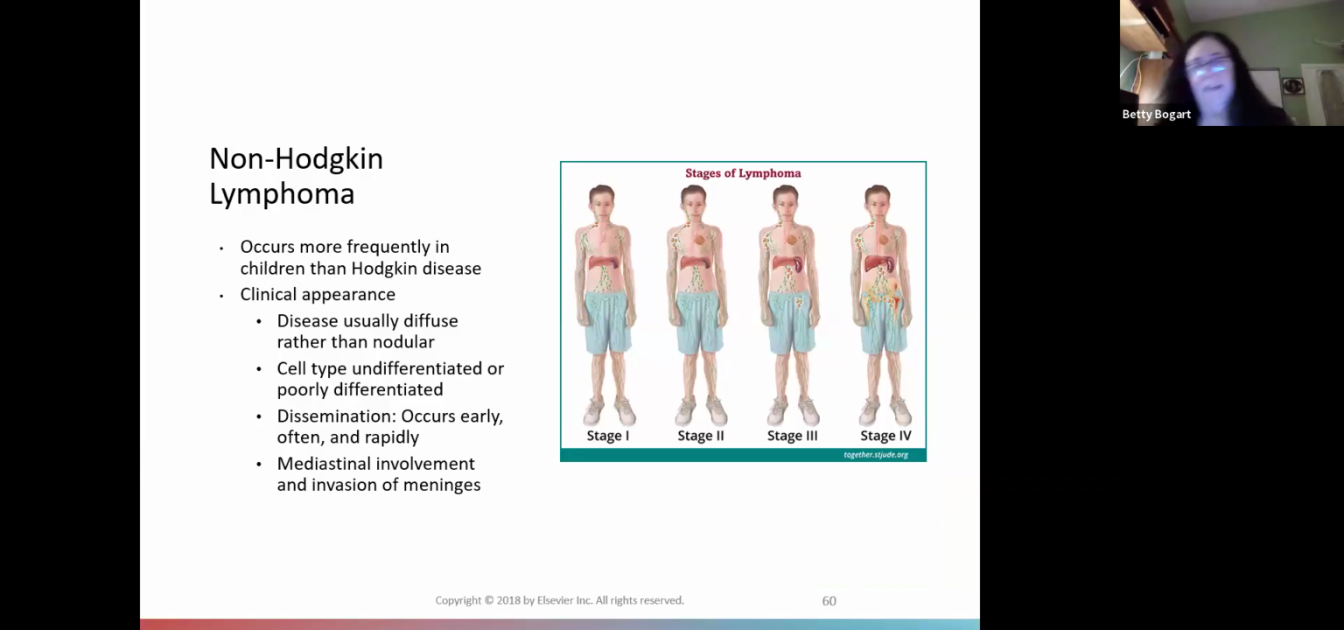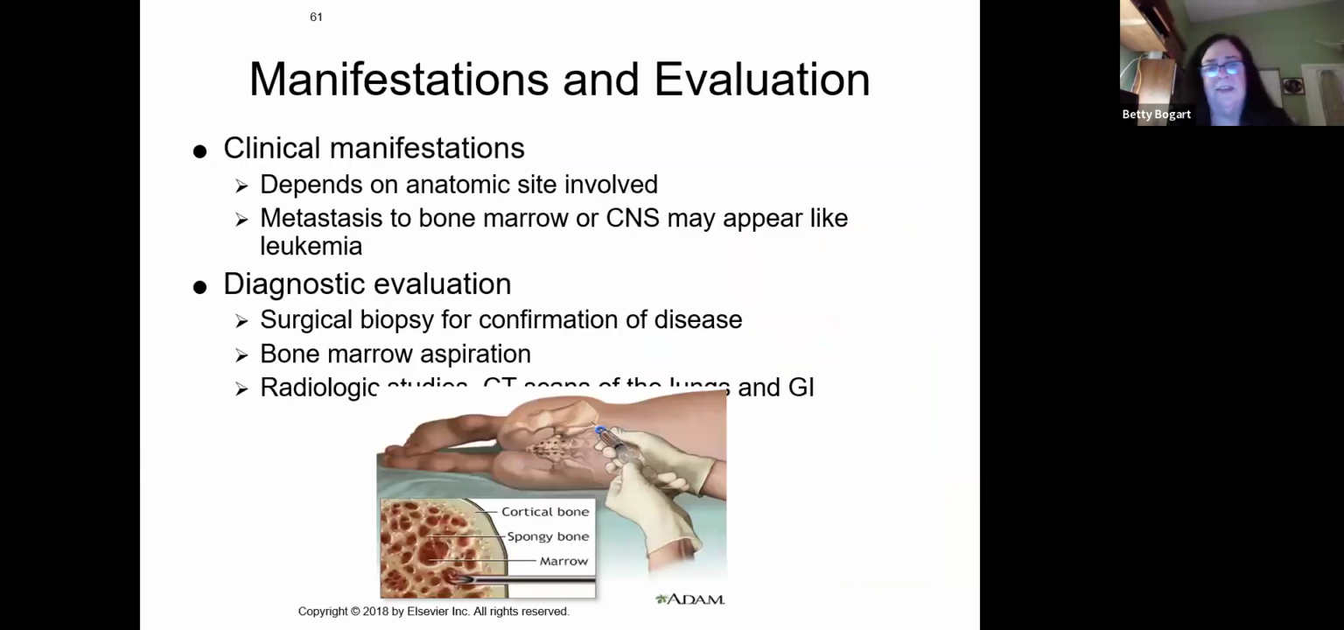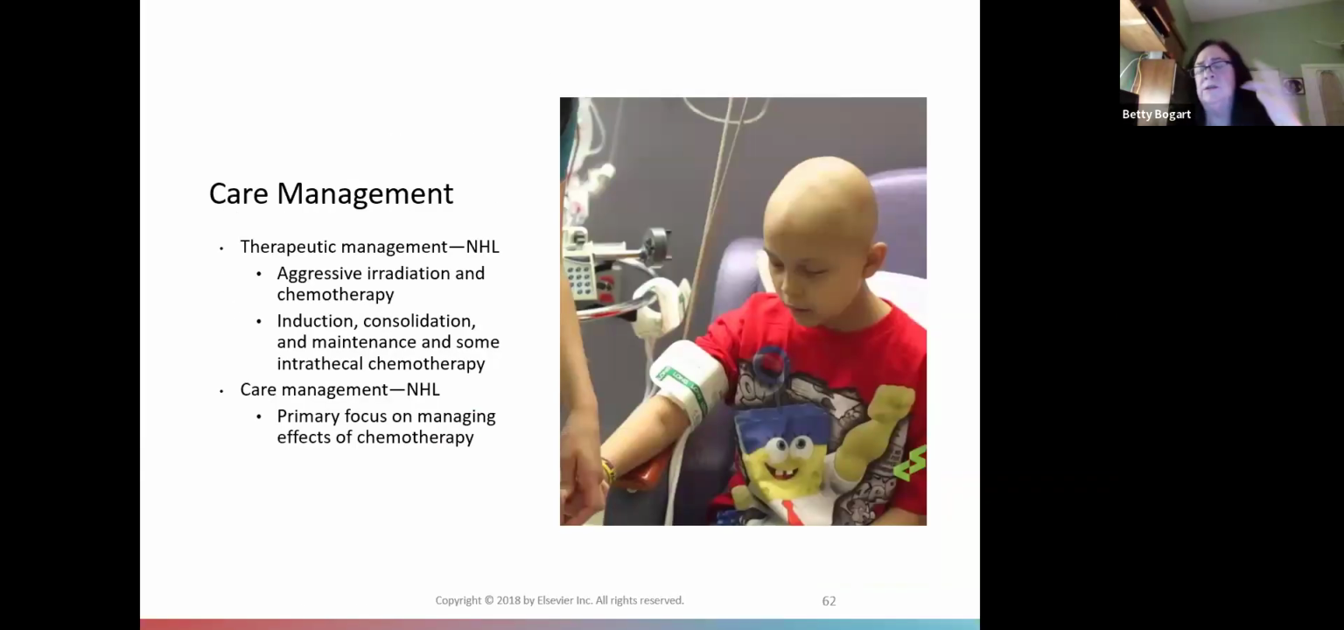Non-Hodgkin's, you can't see it. That's the whole big thing. But the treatment is the same. They're going to do radiation, they're going to do chemo, they're going to do surgery if they can. Okay.